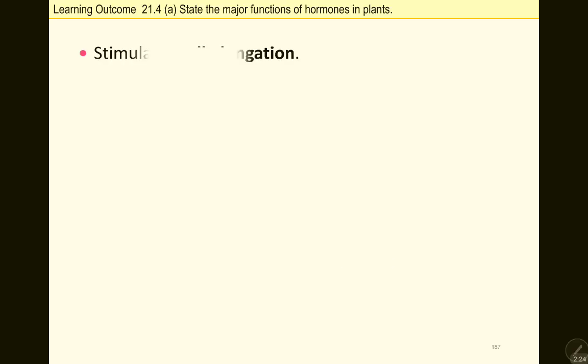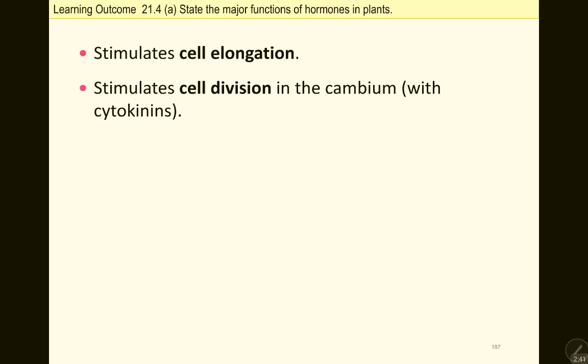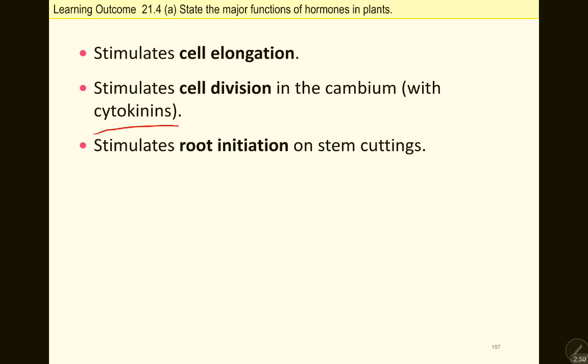Okay. So what is the function of auxin? Stimulate cell elongation. Like we have learned before, the shoot apex and the root tip carry out a lot of cell division, right? So this auxin can stimulate cell elongation and also stimulate cell division in the cambium together with the hormone cytokinin. It also stimulates root initiation on the stem cutting, to initiate the root.